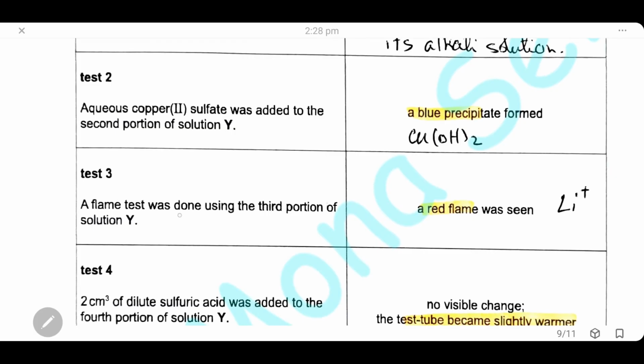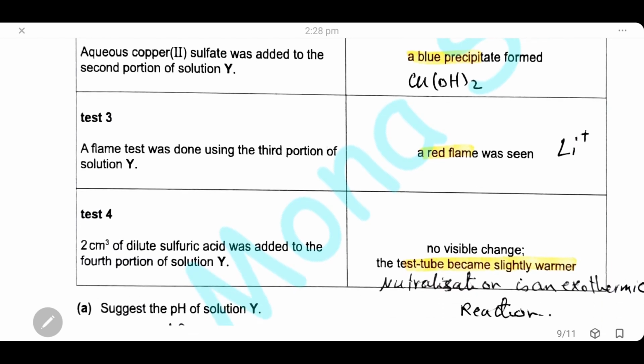Test 3. A flame test was done using a third portion of solution Y. A red flame was seen. A red flame indicates the presence of lithium ions. Test number 4. 2 centimeter cube of dilute sulfuric acid was added to the fourth portion of solution Y. No visible change seen, but the test tube becomes slightly warmer.